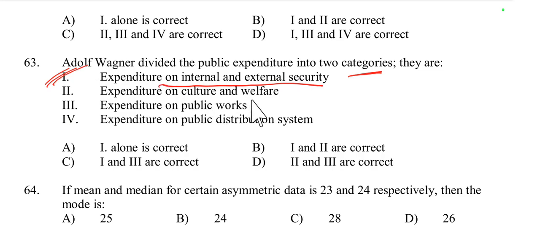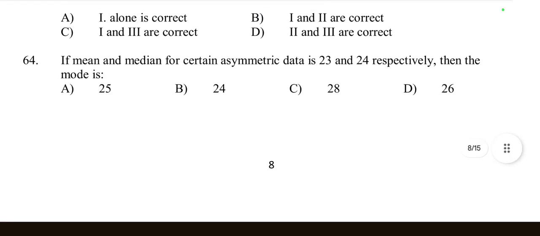Then expenditure on culture and welfare. This covers public spending on culture and welfare, meaning education, healthcare, social service, and cultural development. So these two categories reflect Wagner's view on the increasing role of the state in economic and social activities, which is a part of Wagner's law. So 1 and 2 are correct. Option B. Then question number 64.